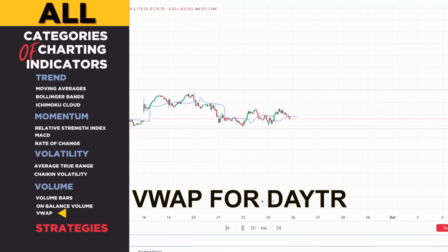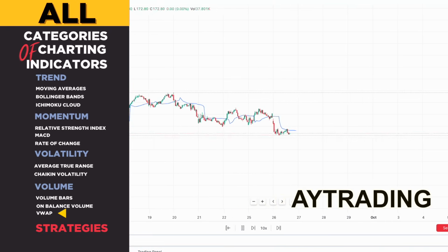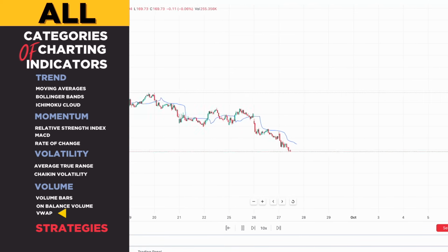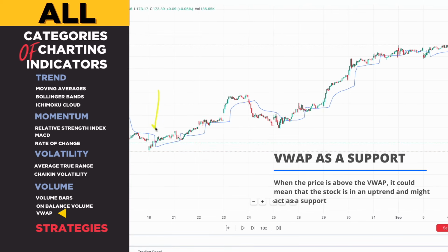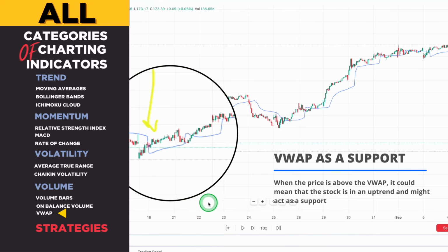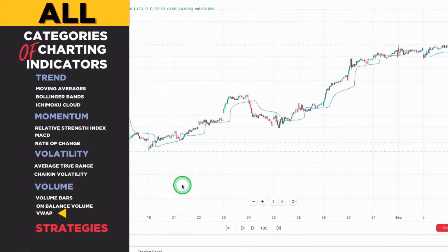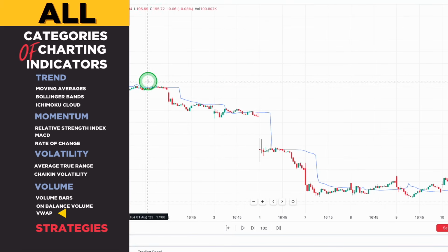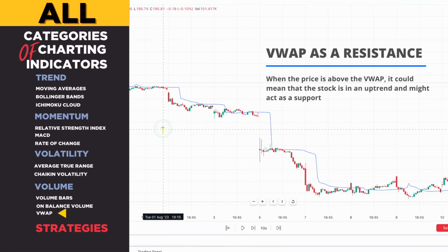Let's say that you wanted to use the VWAP for a short-term day trade. You can think about this as a support or resistance level. So when the price is above the VWAP, that could mean that the stock is in an uptrend and it may start to use that VWAP as a kind of support, like a safety net. But on the flip side, if the price is moving below the VWAP, then that could suggest that the stock is in a downtrend and it may start to use that VWAP as a resistance level.